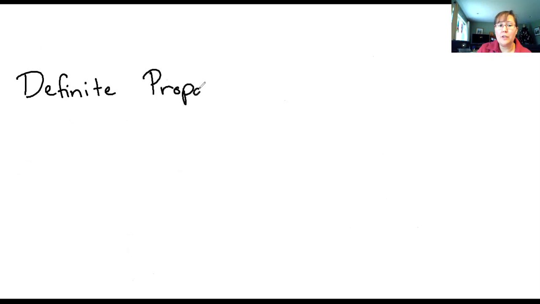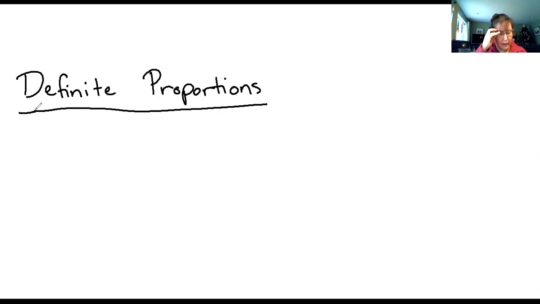Now the next one that we're going to talk about in here is definite proportions. And you can read about what definite proportions are, but let's take a look at definite proportions in terms of where it really becomes important. Definite proportions is basically saying that one compound contains the same ratio of elements by mass, no matter what size of a sample that you have.